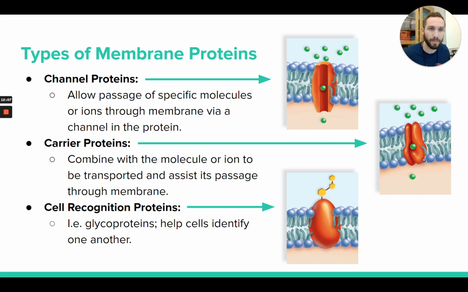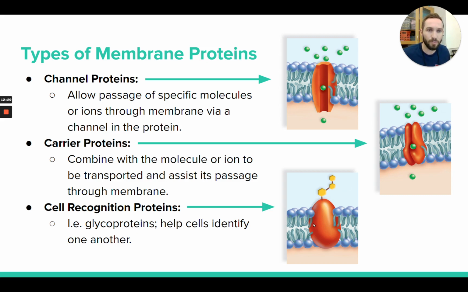A carrier protein doesn't have an open channel, but instead it binds to specific molecules and then, through a shape change, pushes them to the other side. So these proteins will bind to a specific molecule and then move it to the other side. But both of them are transport proteins moving material in and out of the cell.